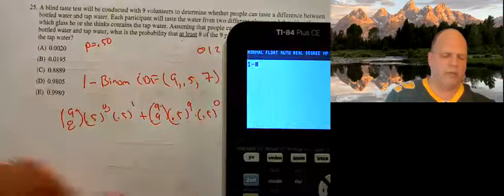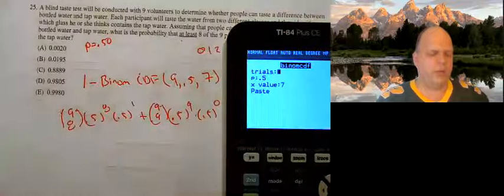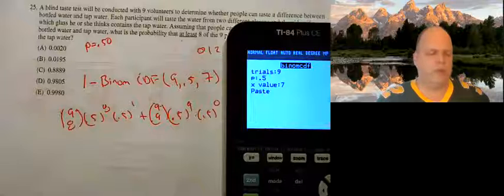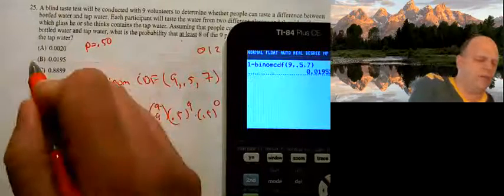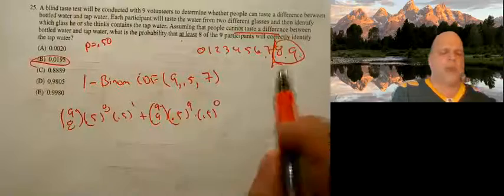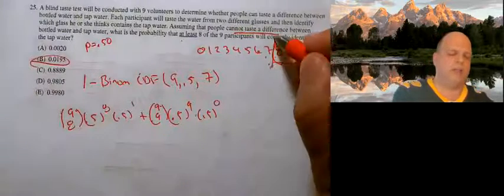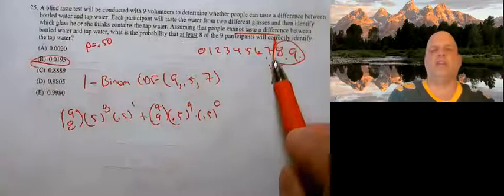So 1 minus second vars, binomial, CDF, trials is 9, probability is 0.5, X value is 7. And I get 0.0195. My X value is 7 because I wanted 8, so I subtract out the highest thing I don't want. The highest thing I don't want is the 7. All right?